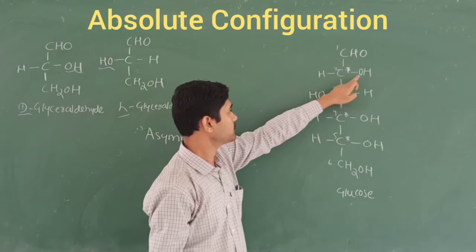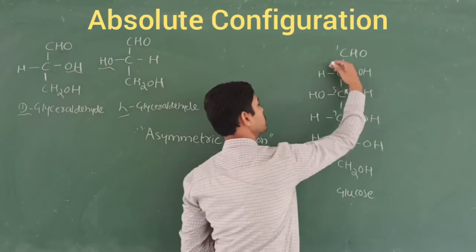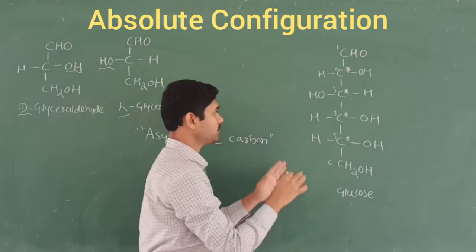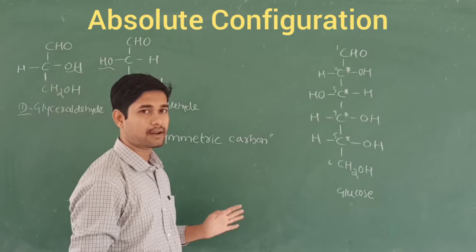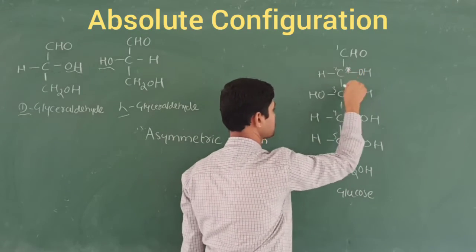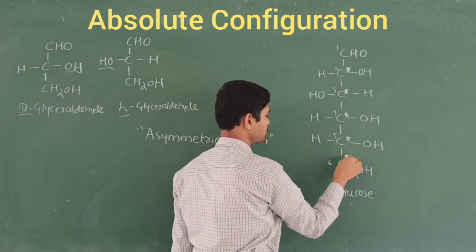This is one group and another group. Look at this carbon: this is one different group, this will be different, this will be different, right? Like this, four different groups are attached to these carbon atoms. Several carbon atoms are asymmetric, and they are written with a star mark. These are called asymmetric carbon atoms.